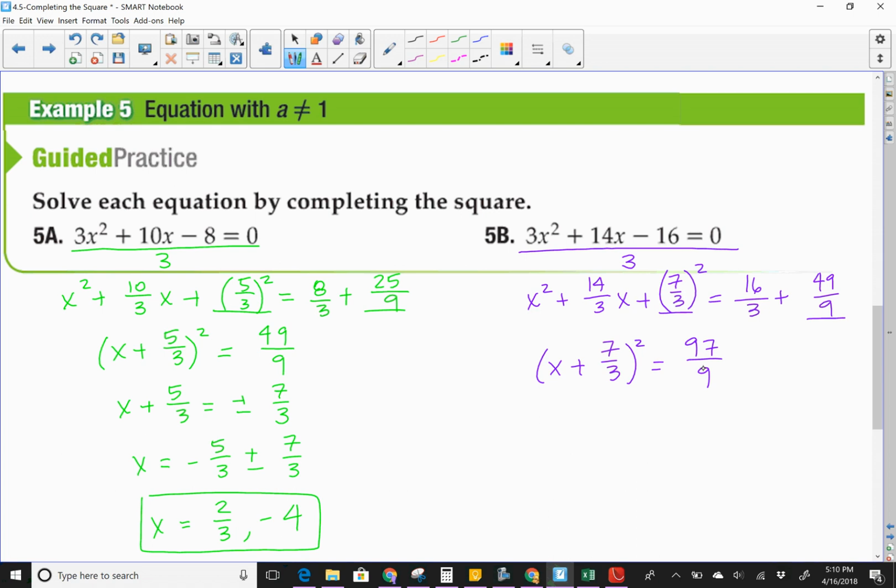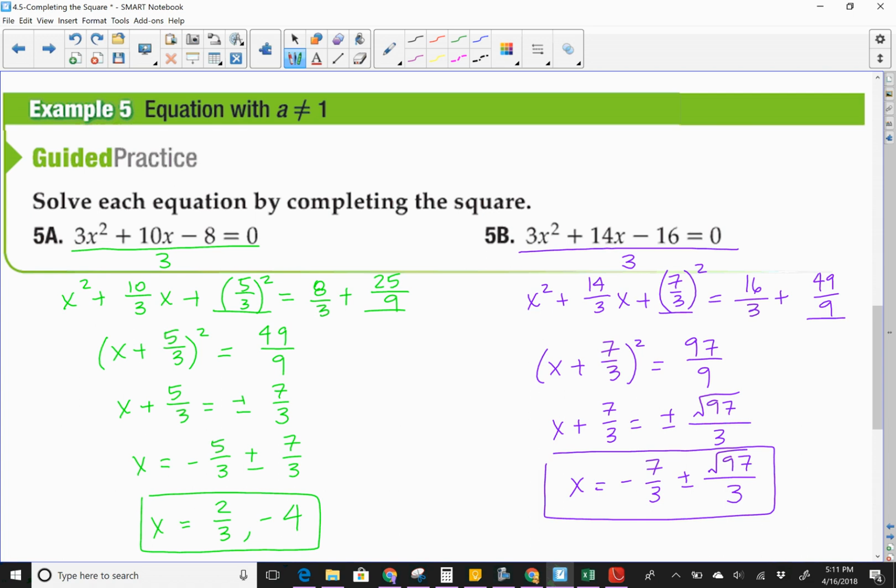So when I take, this is the kind of thing, when you take the square root of these, you're going to get x plus 7 thirds equals plus or minus the square root of 97 over 3. So see, I've got the common denominator that I need to combine these two. Not that you have to, but anyway. All right, so x equals negative 7 thirds plus or minus the square root of 97 over 3. And you can leave it like that. If you want to write it all over the same denominator, you'll see that's what it would look like if it were coming out of the quadratic formula.